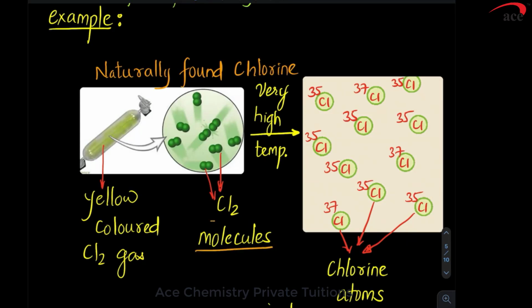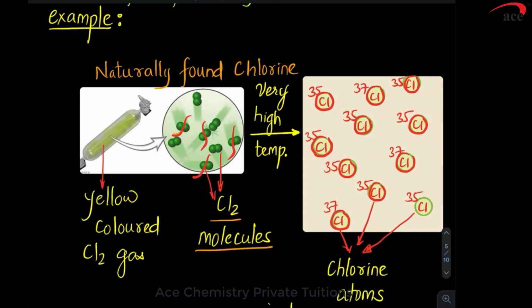Chlorine, which is a yellow color gas, is made up of chlorine molecules. Now imagine these chlorine molecules are heated to very high temperature. When heated to very high temperature, what will happen? The molecules will break and atoms will get separated. So what is shown here is separated atoms. Now when naturally found chlorine gas is heated to very high temperature, we got chlorine atoms.